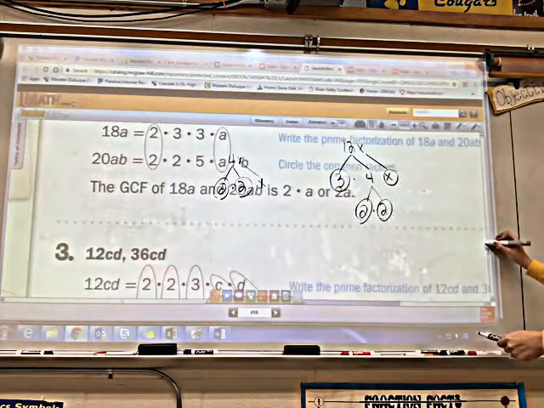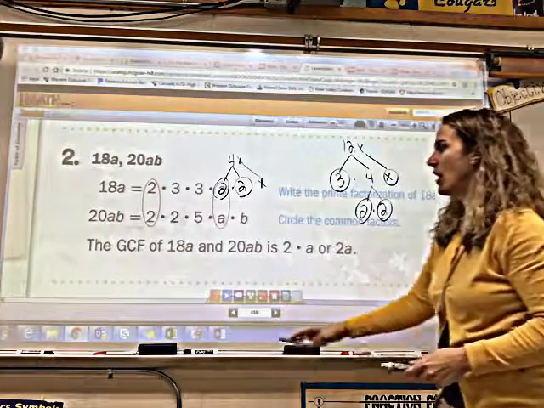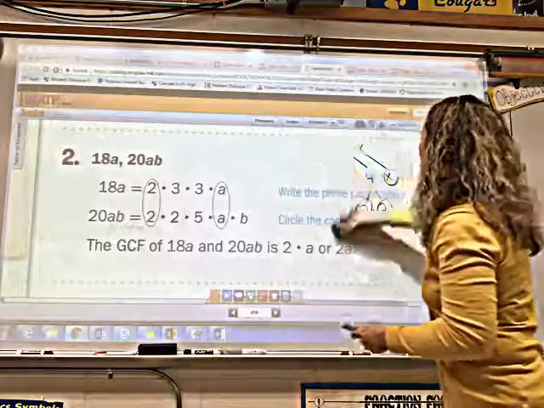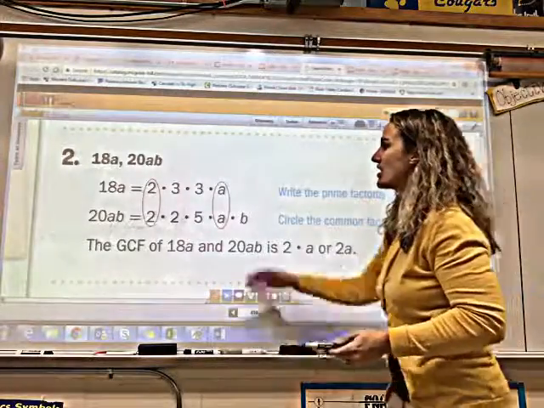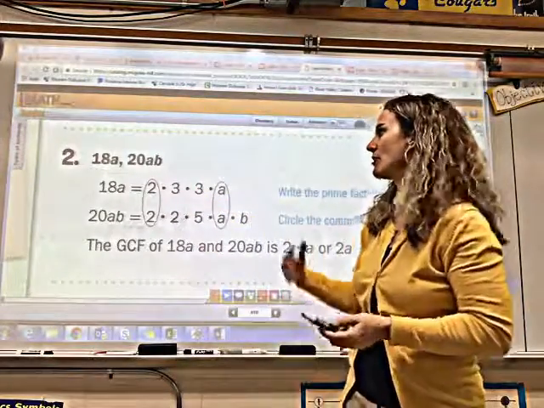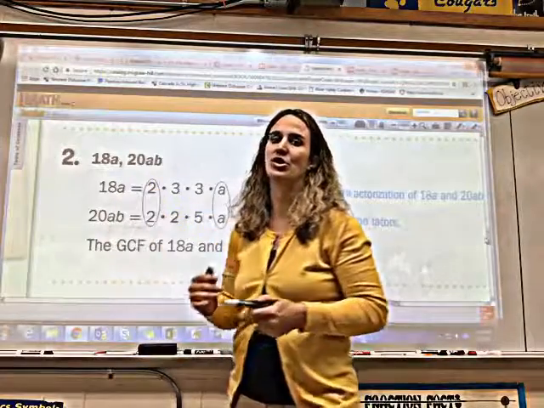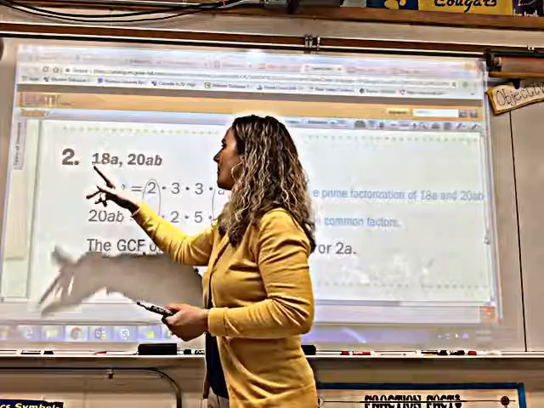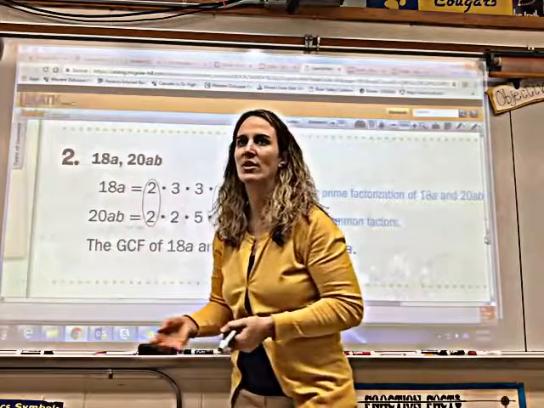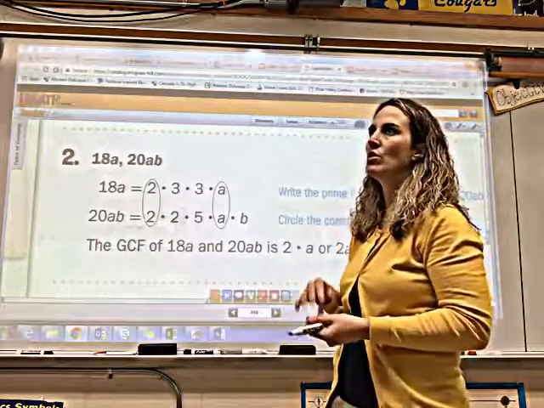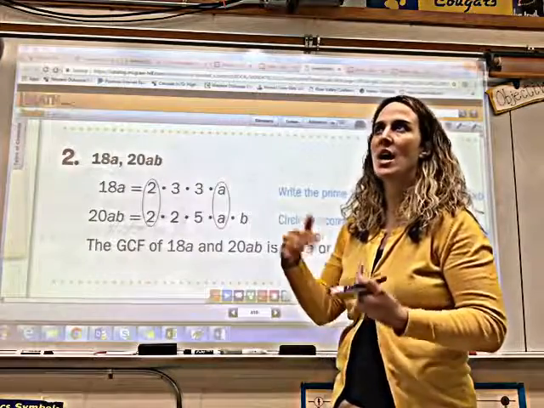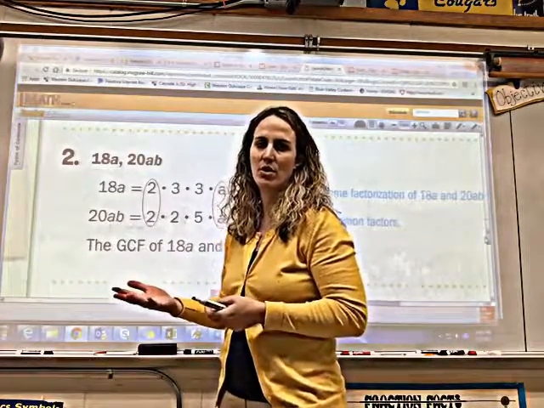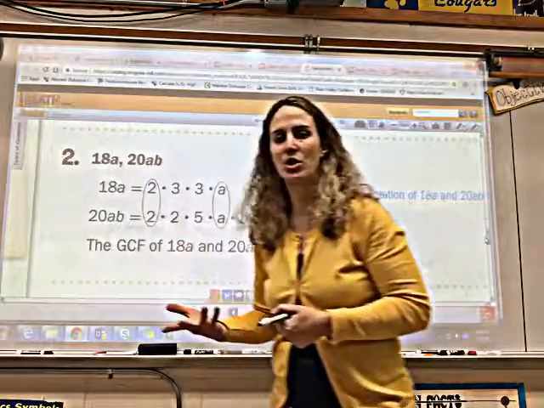Example 2, kind of the same idea here. Again, they've written out the factors for 18a and 20ab. If I don't write these out, one of the things I might think to myself is what's the greatest common factor, the largest number that will go into both 18 and 20. I know that I can think about the factors of 18, so 1, 2, 3, 6, 9, 18. Out of all of those, which would be the greatest common one that also goes into 20? I know that would be 2.